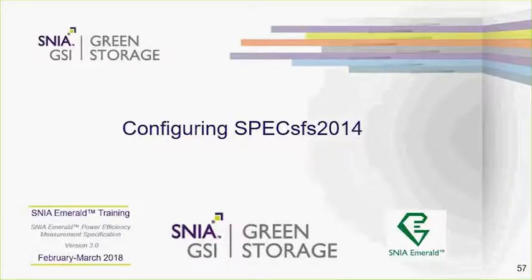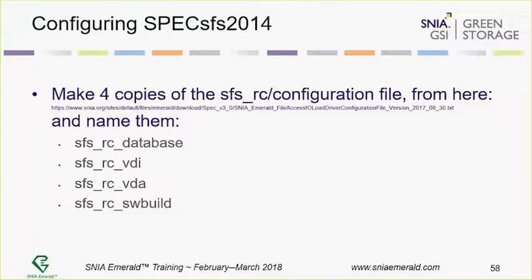Now, once you've got that all configured and you get your mount points straightened out, then we're going to actually configure the SFS benchmark. What I like to do is, in the tiny print right underneath the "make 4 copies" there's the full path name to the configuration file that you will start with. I like to copy that down and rename it to something like the SFS-RC file.